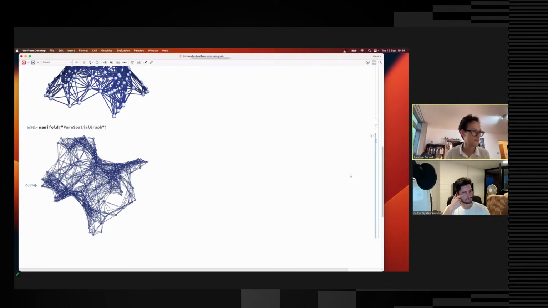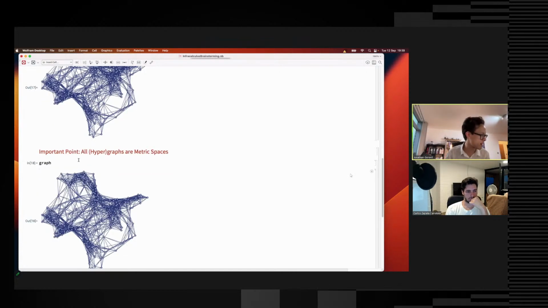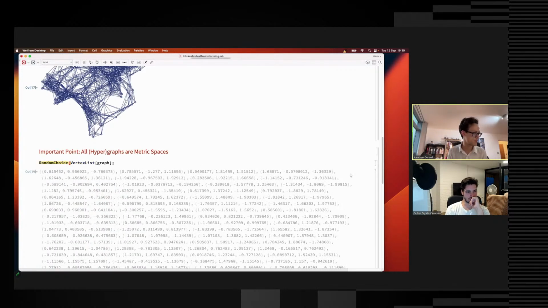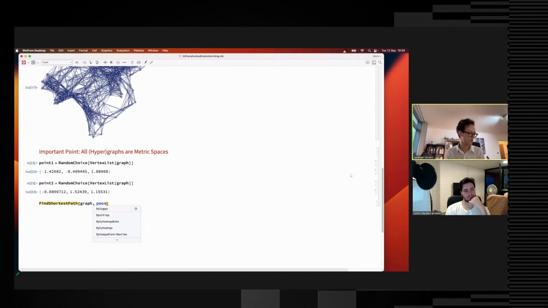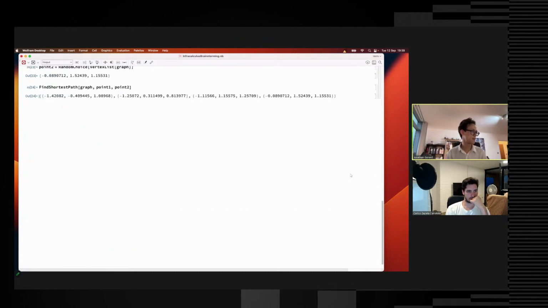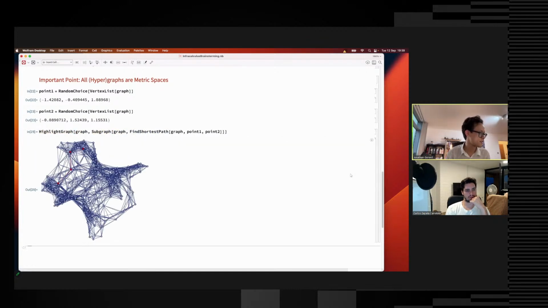But okay, if I take this graph, important point: all hypergraphs are metric spaces. What do we mean by that? We take this graph and get its list of vertices. I can say random choice, so we'll get some random vertex. Let's say point 1 equals some random vertex, and point 2 is some different random vertex. Then we can say find shortest path within that graph from point 1 to point 2, and then highlight the subgraph that's induced by that.